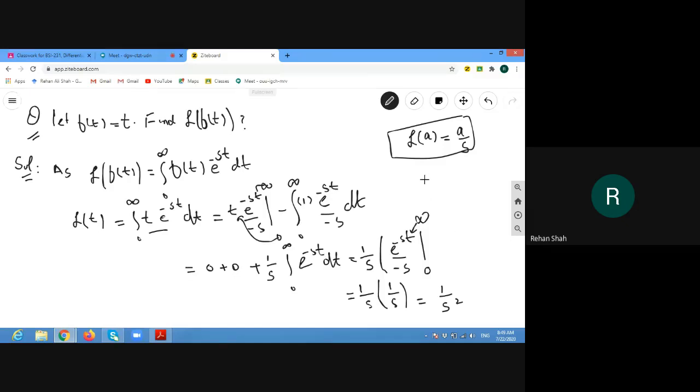So note this point that Laplace of t is 1 over s square. Just as the derivative of t was 1, now the Laplace transform of it will be 1 over s square. This is 1 over s square. Is it clear?